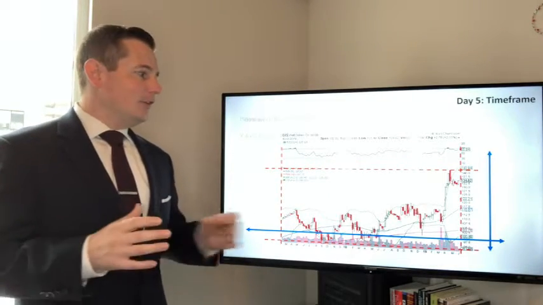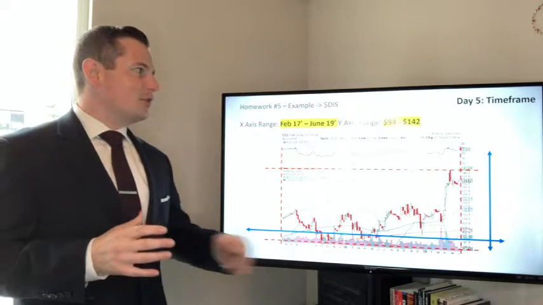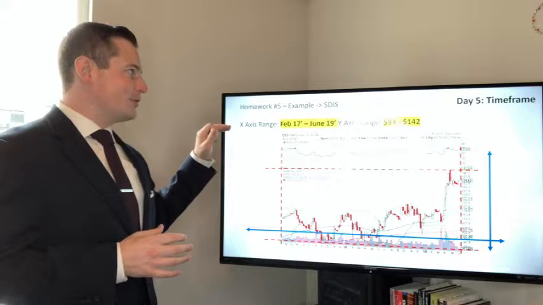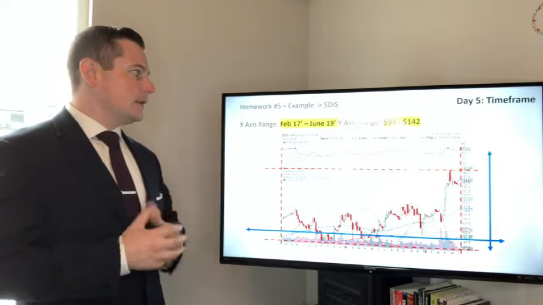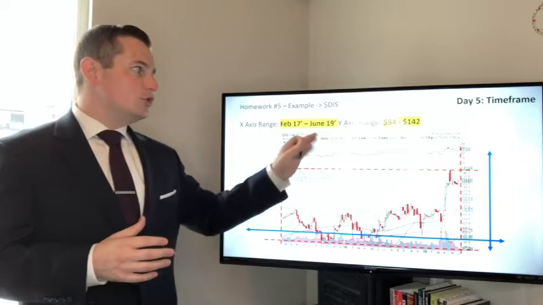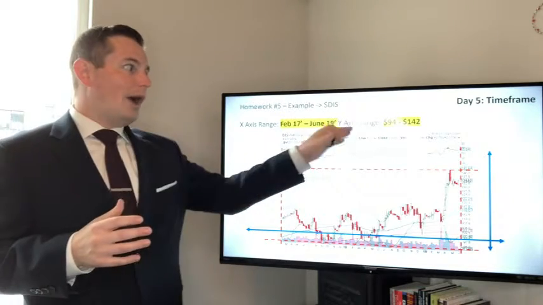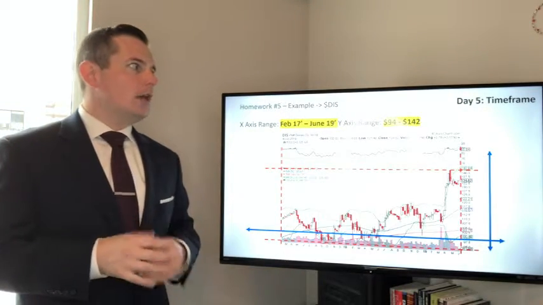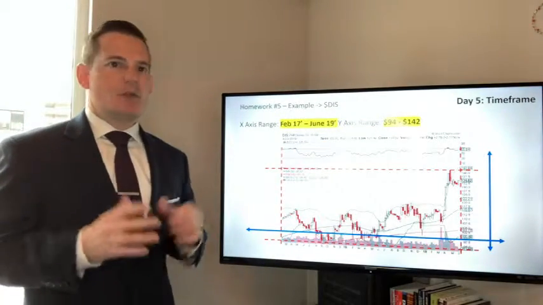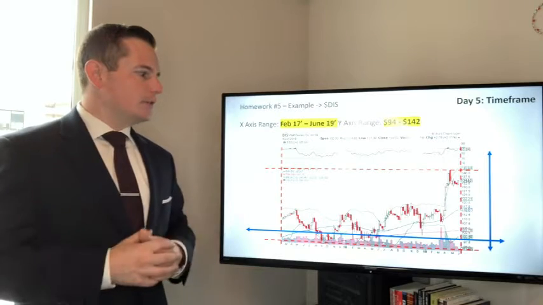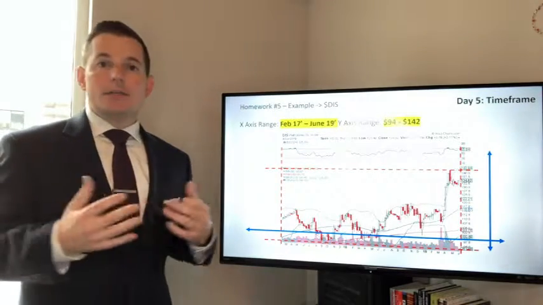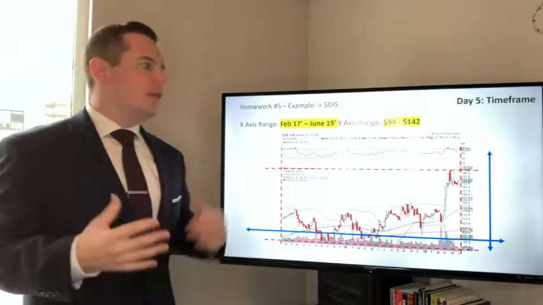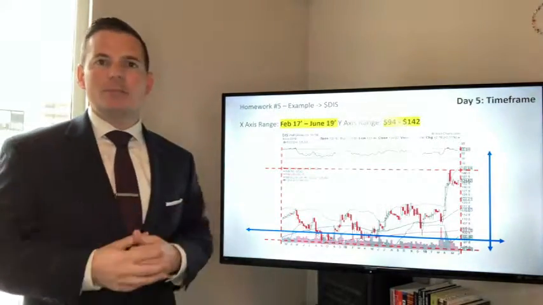I didn't fill in the exact ranges on the chart, but I did answer the homework here. The x range for Disney was February to June, and the y-axis range was 94 to 142. You don't need to be as specific with these prices, because honestly it doesn't matter all that much. If you're looking at a much longer time frame, then the pennies become less relevant.